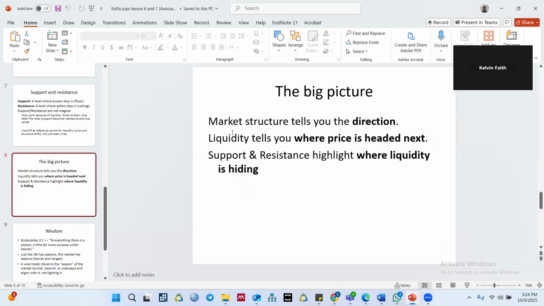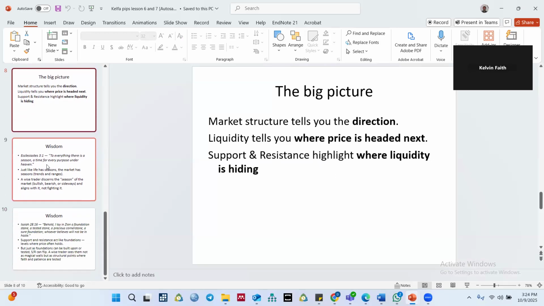The big picture: market structure tells us the direction. Liquidity tells us where price is headed next, where price is going to go. Support and resistance highlight where liquidity is hiding, right?